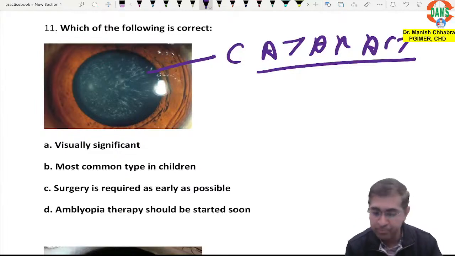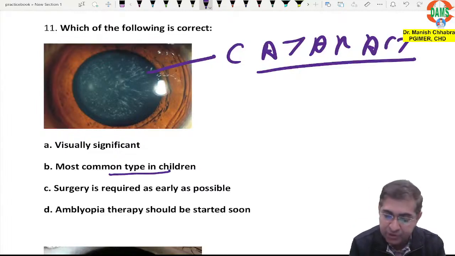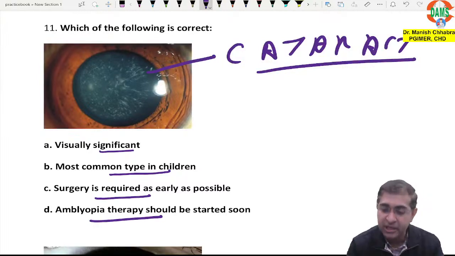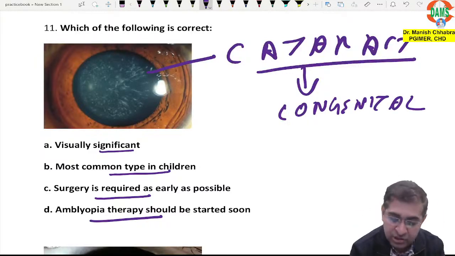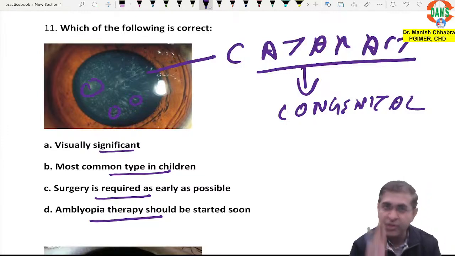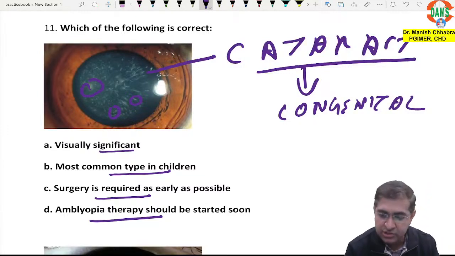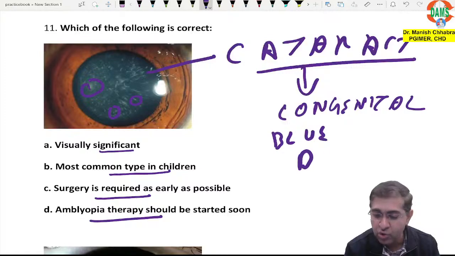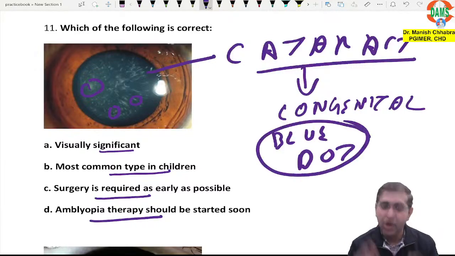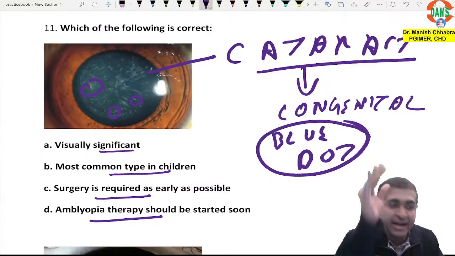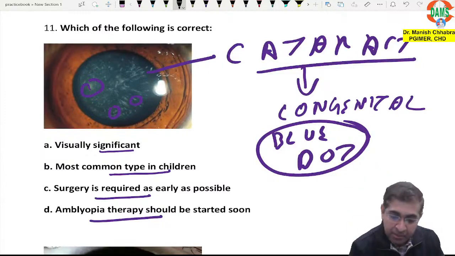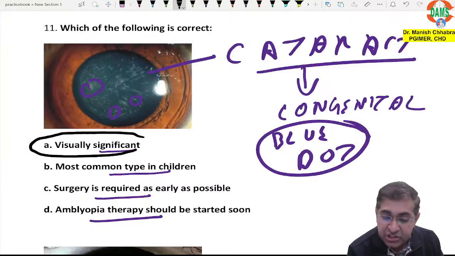Probably most common type in children, visually significant, surgery, amblyopia. So probably they are talking of congenital cataract. Now in congenital cataract, you can see small dots. So which type of congenital cataract, boys and girls? This is your blue dot cataract. Now let's eliminate the options one by one, keeping blue dot cataract in mind.